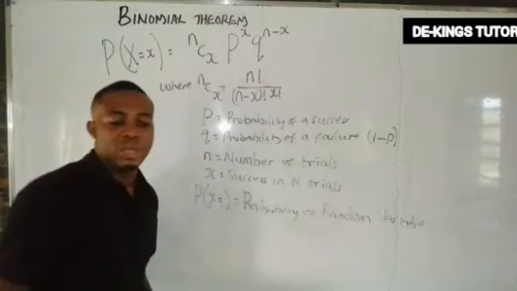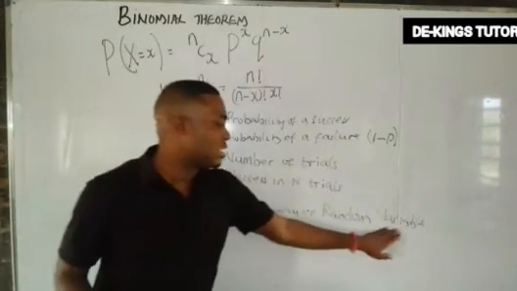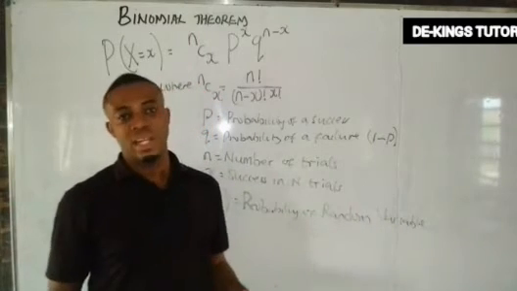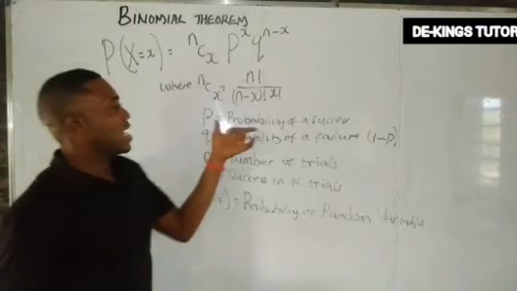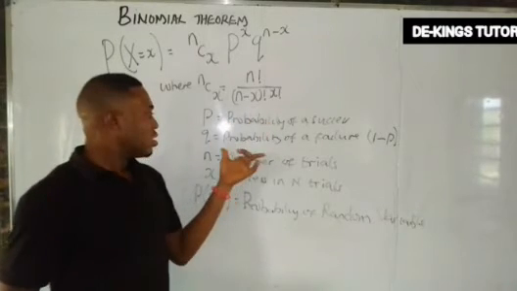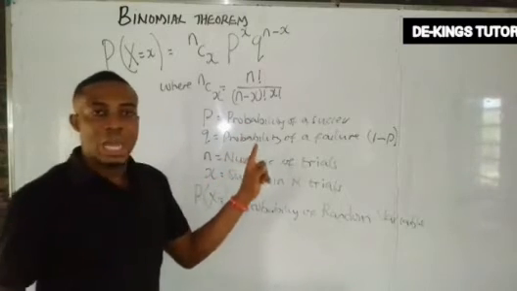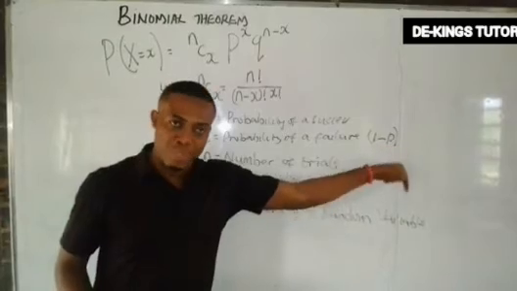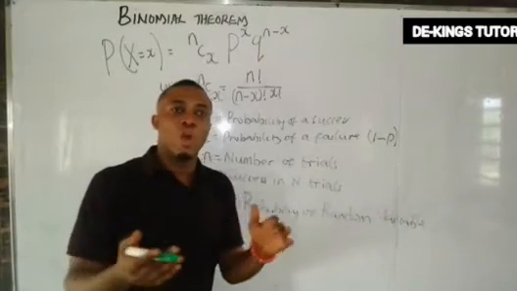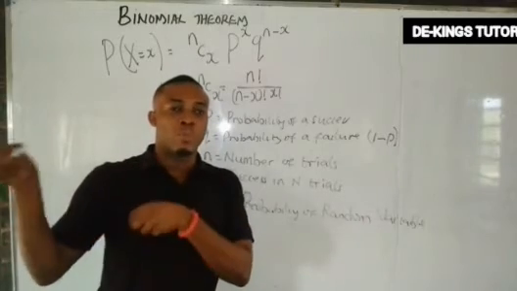Now, what is a random variable? A random variable is a variable that can take a random value. Okay, so this is what is required. P is the probability of a success, then Q is the probability of a failure. Most times you'll be given P, and to get Q, it is 1 minus P, because the probability of a success plus a failure equals 1. All probabilities sum up to 1.